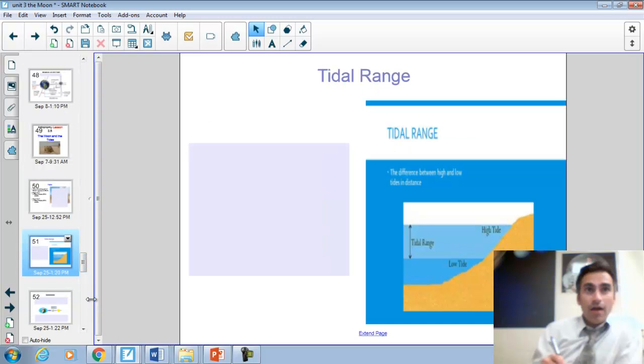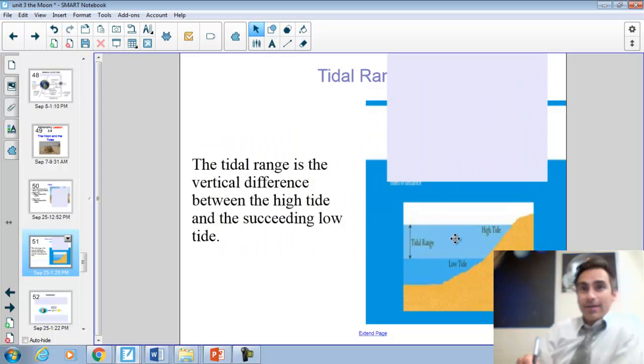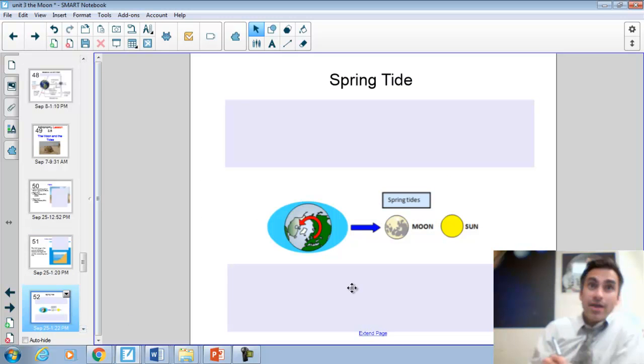One of the things I wanted to talk about is something called tidal range. So tidal range is going to be the difference between high and low tide. So if you knew what your high tide was and you subtracted your low tide, that would give you your tidal range. And that's important because we're going into these different terms called spring tide and neap tide.